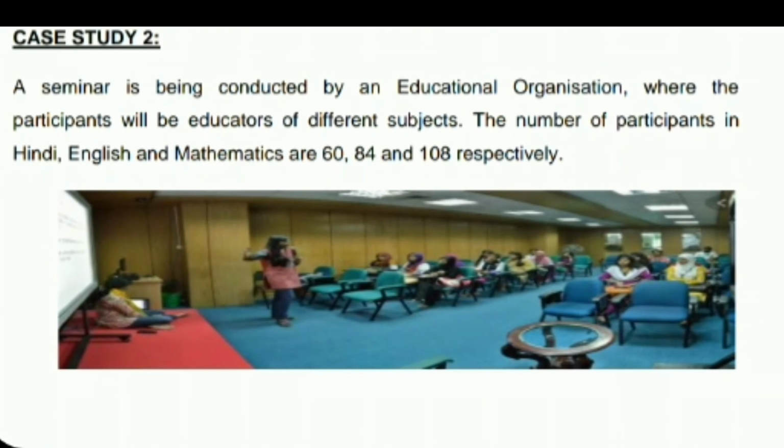A seminar is being conducted by an educational organization where the participants will be educators of different subjects. The number of participants in Hindi, English and mathematics are 60, 84 and 108 respectively. So it's a simple question that there is a seminar being conducted by an educational organization, and we have different participants for different subjects. Like for Hindi we have 60, for English we have 84 and for mathematics we have 108. Now let's see the question.